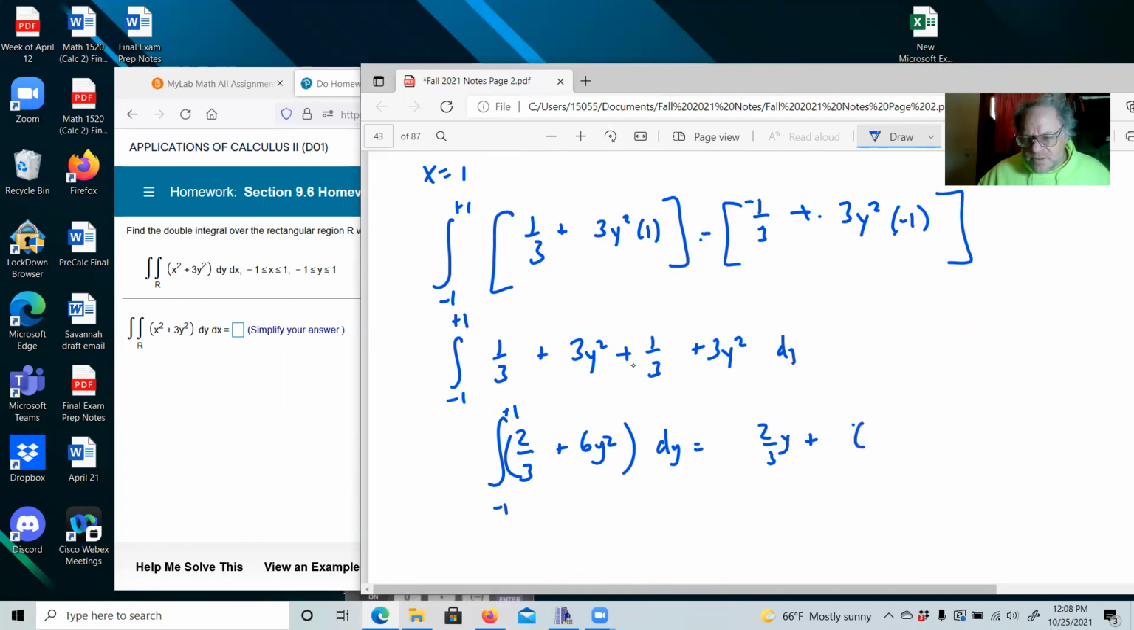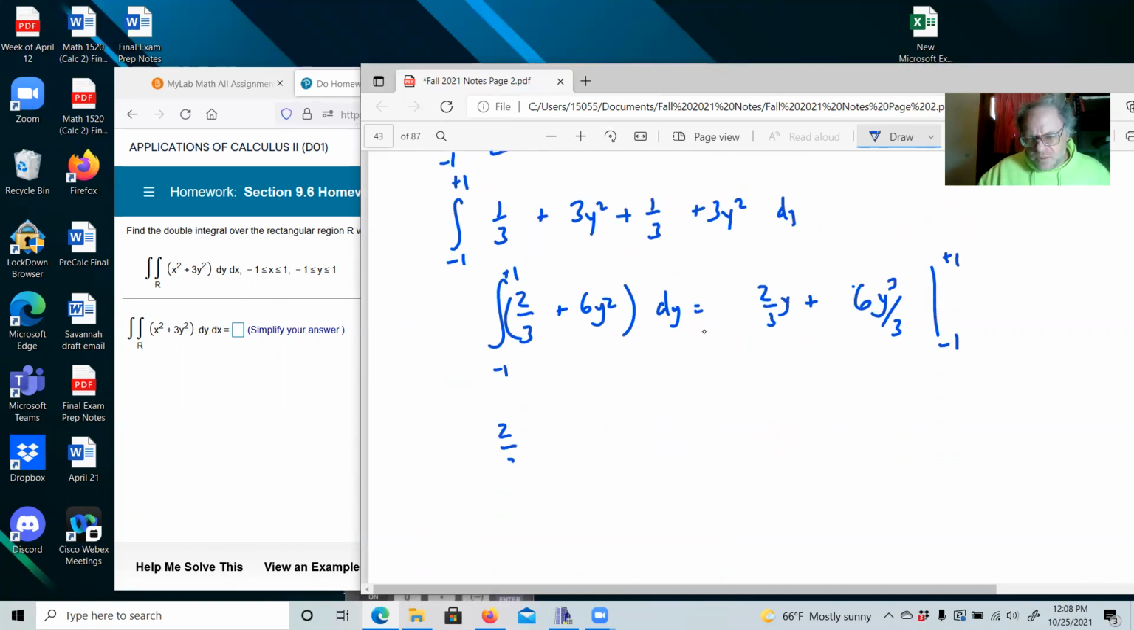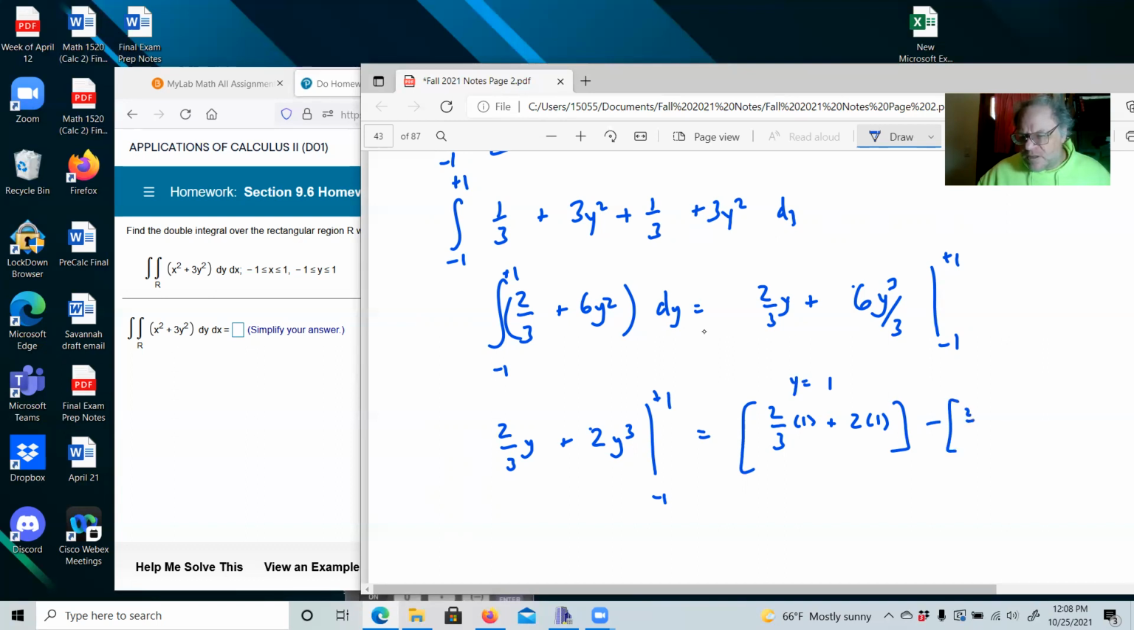Plus 6y cubed over 3, from -1 to +1. So this is 2/3 y plus 6/3, rather, is 2 y cubed. We've already integrated. Okay, so y evaluated at 1, we have 2/3 times 1 plus 2, 1 cubed. This is y evaluated at 1 minus 2/3, negative 1 plus 2, negative 1 cubed. This is y evaluated at negative 1.